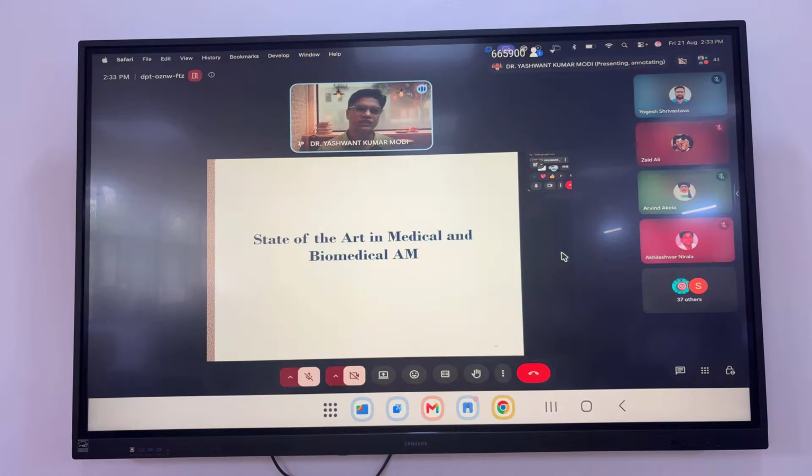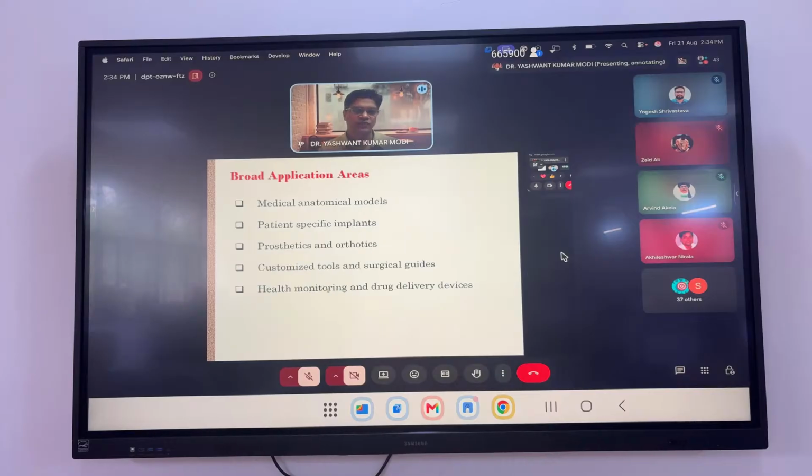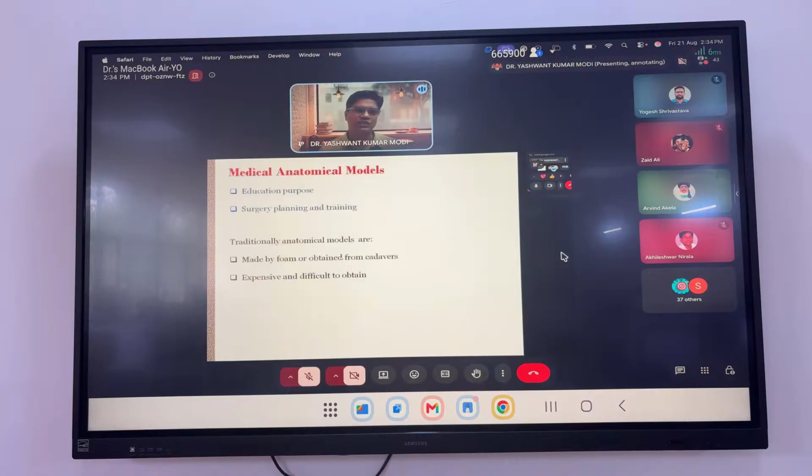Now we will move towards the medical and biomedical applications of additive manufacturing. The broad applications in the medical and biomedical area of 3D printing or additive manufacturing can be classified in these categories. First, medical anatomical models, then patient-specific implants, then prosthetics and orthotics. Next, customized tools and surgical guides, health monitoring and drug delivery devices, tissue engineering, and bioprinting. These are the broad areas wherein additive manufacturing technology is being utilized.